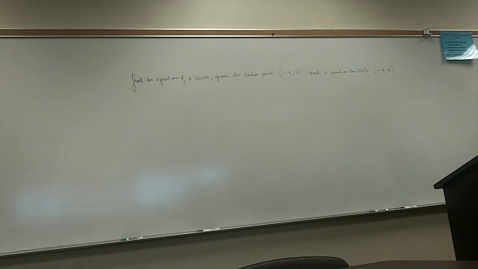It says find an equation of a circle given its center point is -4, 3, and a point on the circle is -8, 10.